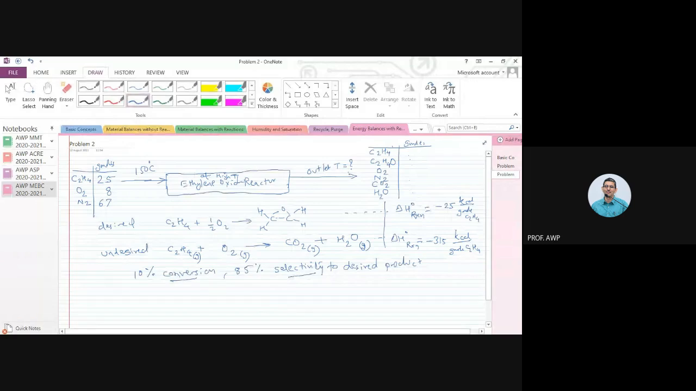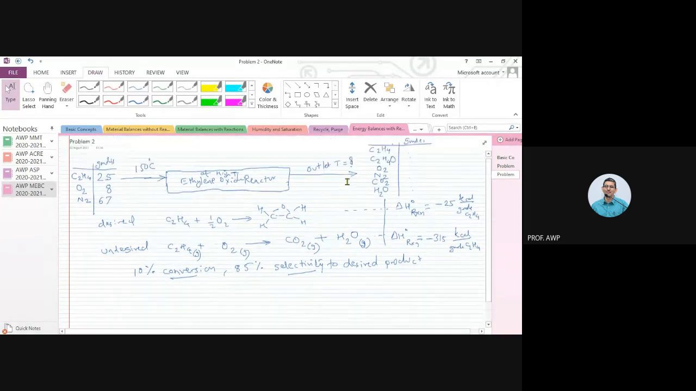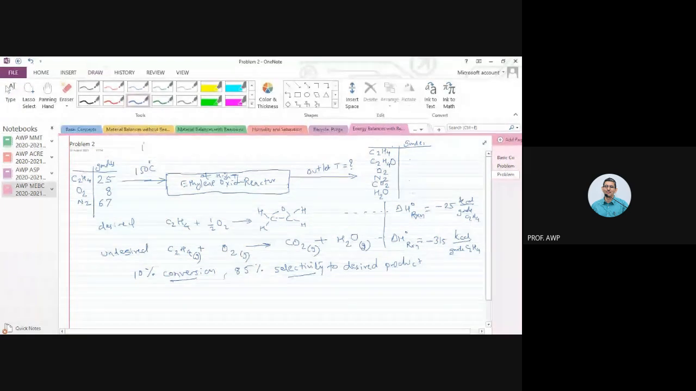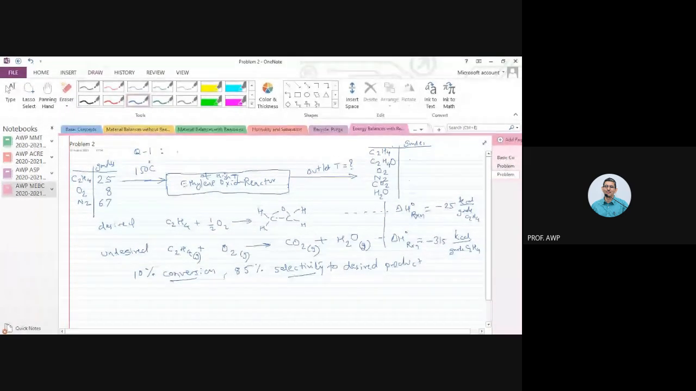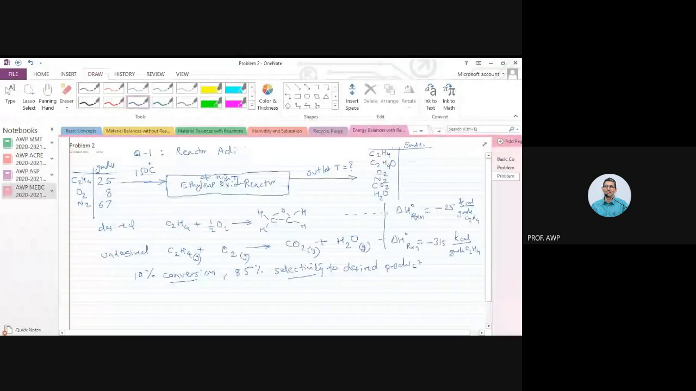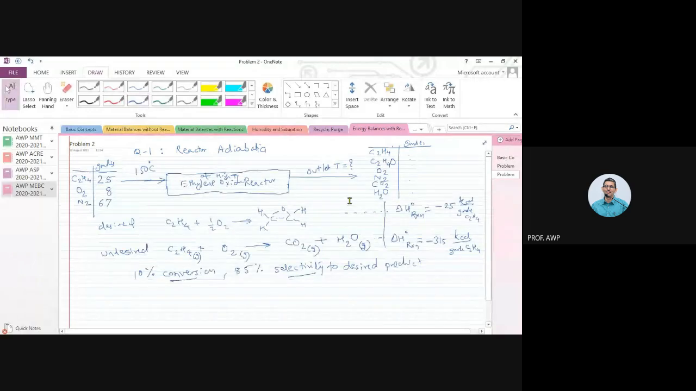Very similar to the first problem. There I had to calculate the conversion. I was given the outlet temperature. Now I am giving you the conversion. I want you to calculate the outlet temperature. So this is one part of the question, or maybe this is question 1 if you like. This is our reactor. Let's assume that it is adiabatic. Very similar to the SO2, SO3 problem.